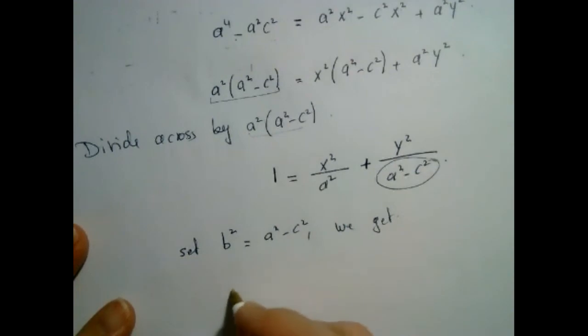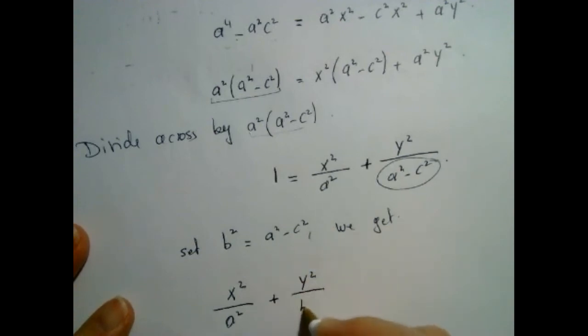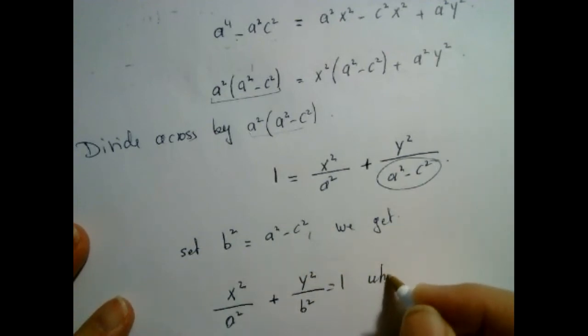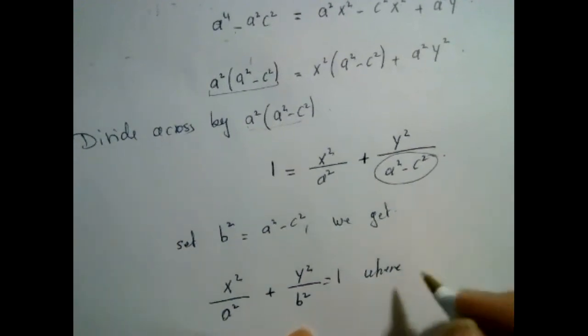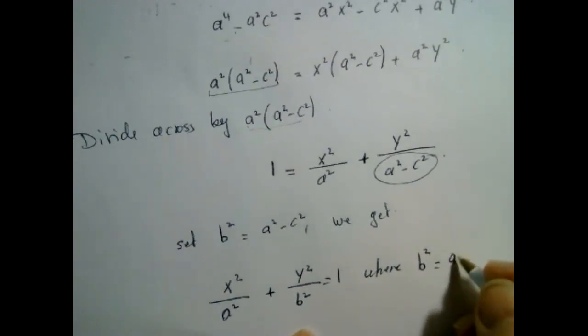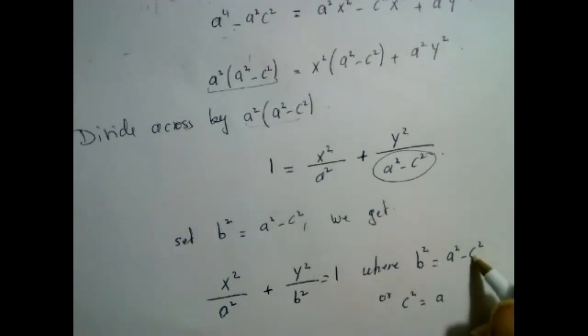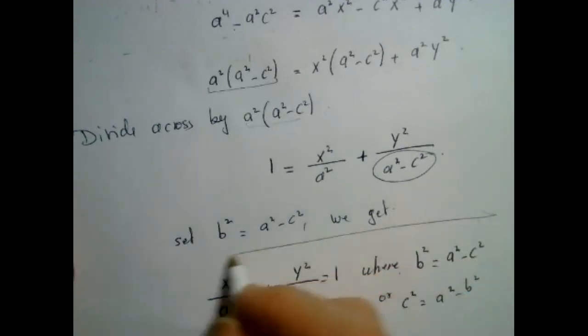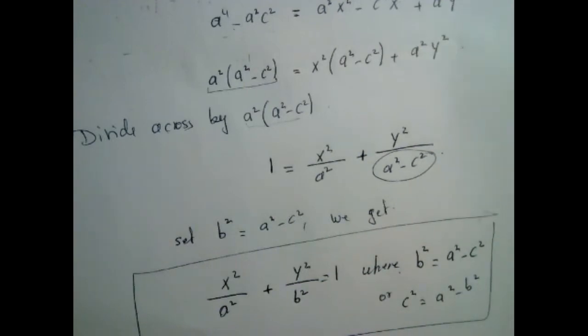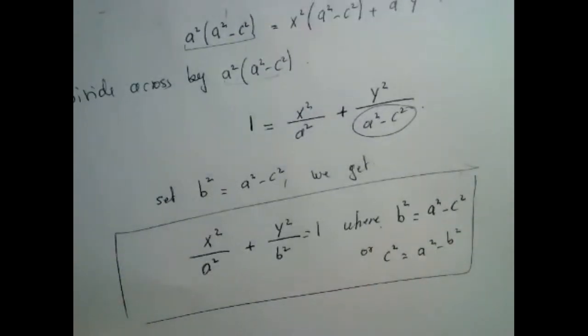The following equation. We get x squared over a squared plus y squared over b squared equal to 1, where b squared is a squared minus c squared. Or sometimes I like the students to remember it as c squared is equal to a squared minus b squared, if I solve for c squared. And that would be basically the equation of the ellipse. I'm sure some of you are familiar with it, but that's really the equation of the ellipse.